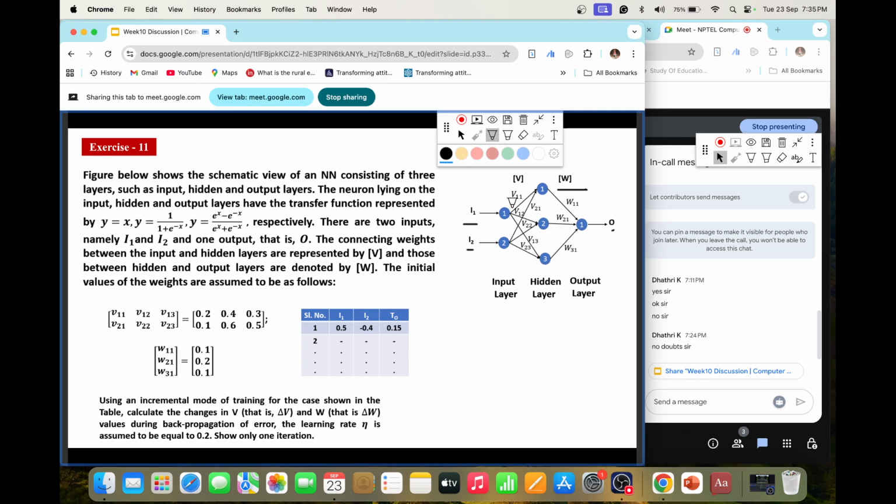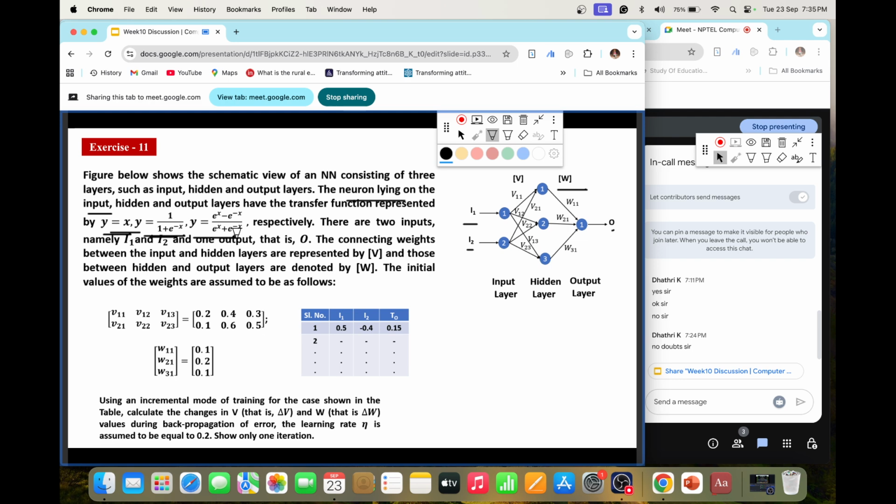Now for your first layer you have to use this y equals x function. That means whatever the input, you do not need to apply anything, you just pass it through. Okay, and then the neurons lying on the input layer will have this function, the hidden layer will have this activation function, and the output layer has this activation function.